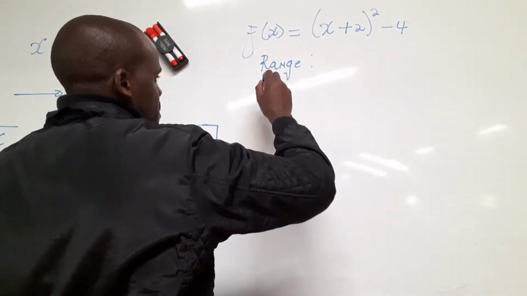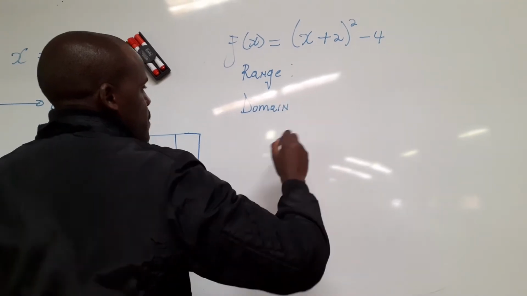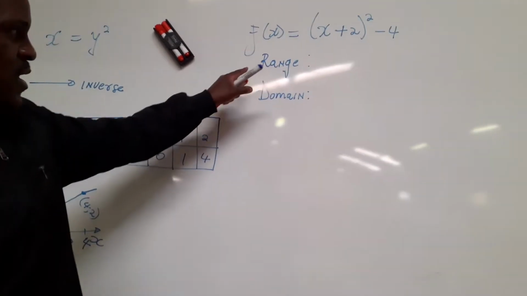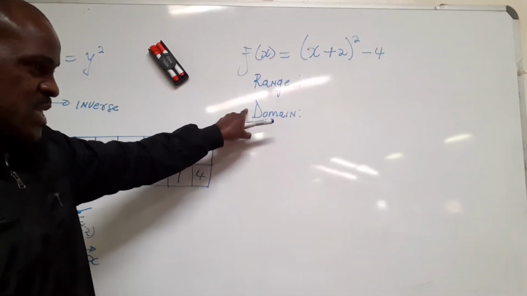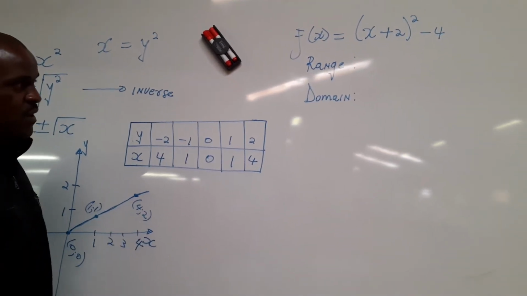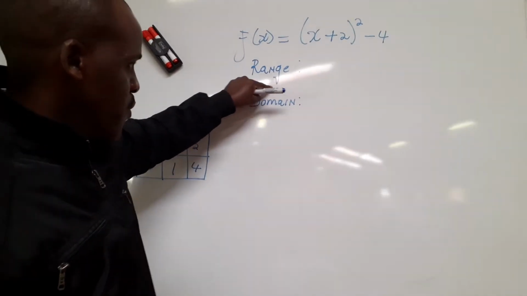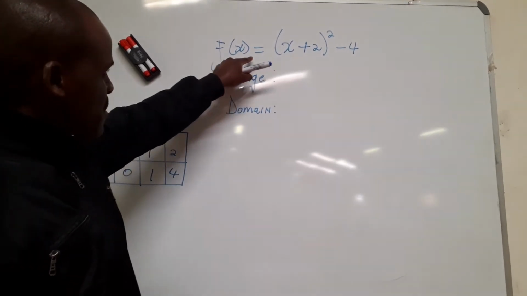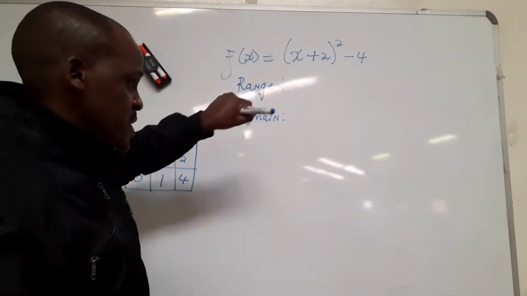The range and domain. As I said, these are our restrictions. They restrict us on how we are going to sketch the graph. When we look here, we are looking for the value of y. The range is the value of y. That will make this function not to exist. And then you write a restriction from that.